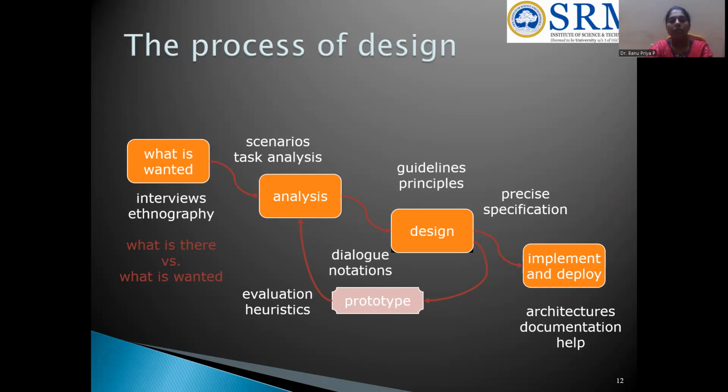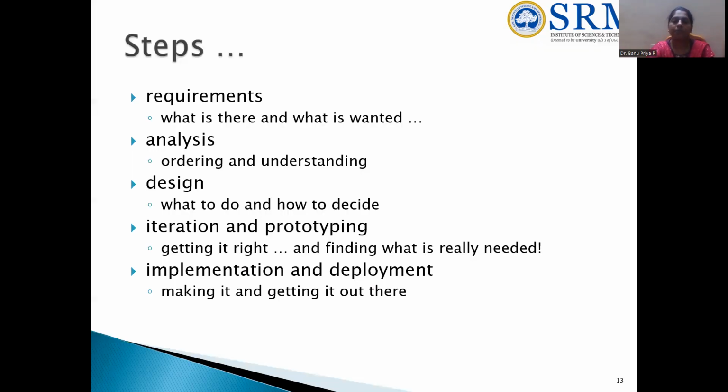Yes. How is this being done? What is wanted? Who will help you to understand the goals or the requirements via interviews or ethnography or so many ways? Analysis can be done via task analysis. The design is done via the principles and guidelines to be followed. Then you implement it and deploy it. Finally, you document it. The prototype is understood only by evaluation.